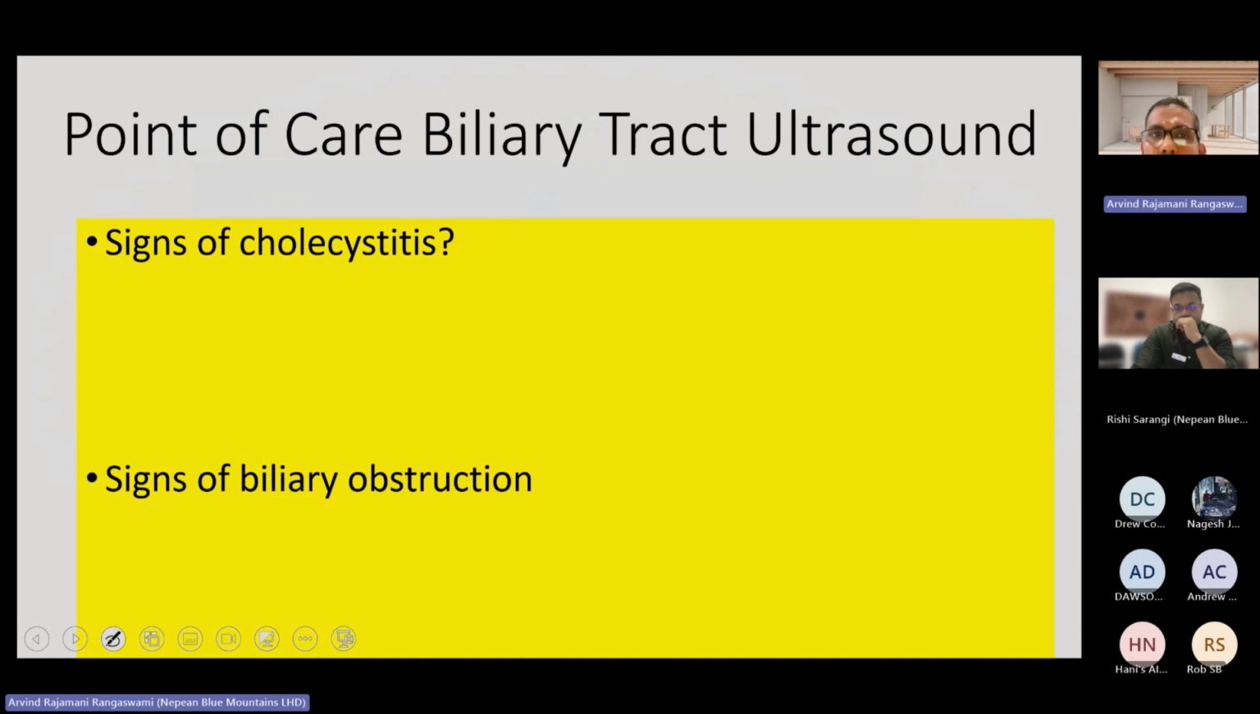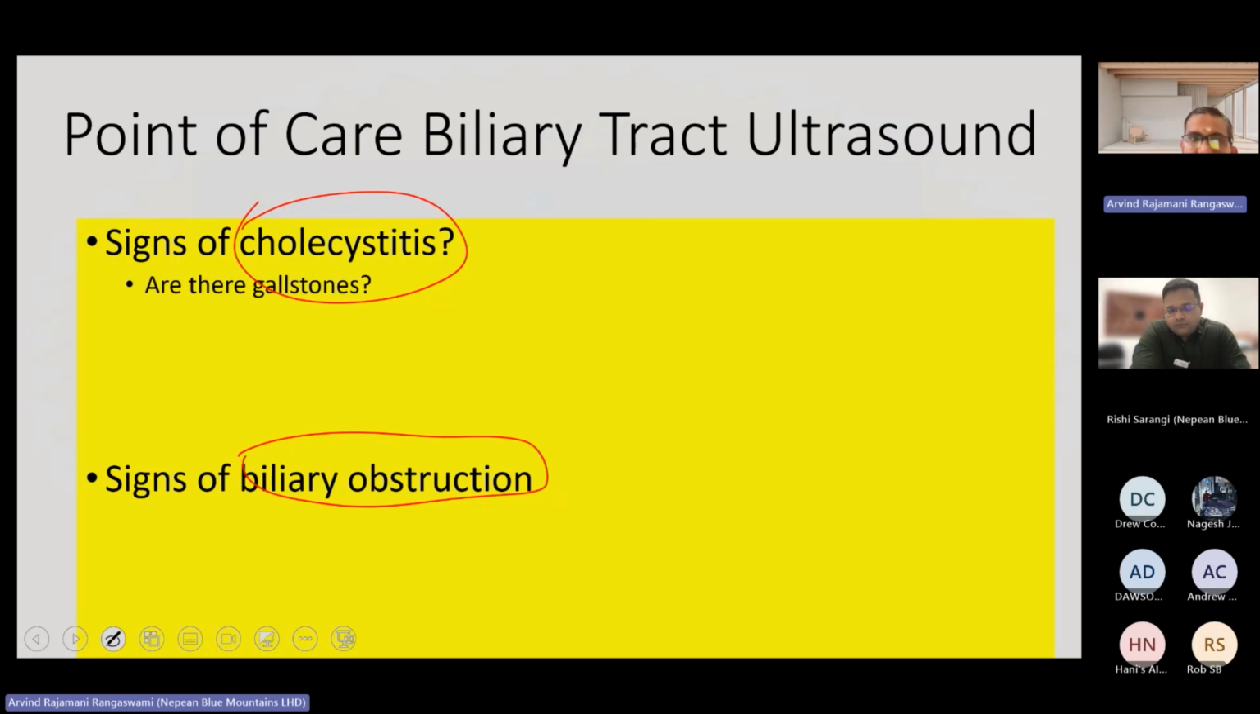Now, what do we want to know? The main things that we as acute care physicians want to know are, does the patient have cholecystitis? And in patients with cholestatic liver enzymes or jaundice, you want to know whether the cause is biliary obstruction. Another thing: if you have pancreatitis, you want to know whether it is biliary pancreatitis. So you want to know whether there is biliary obstruction. These are the two indications for point of care biliary ultrasound. In fact, not even point of care. Most of the time when you do critical care ultrasound, this is what they're asking. The signs of cholecystitis.